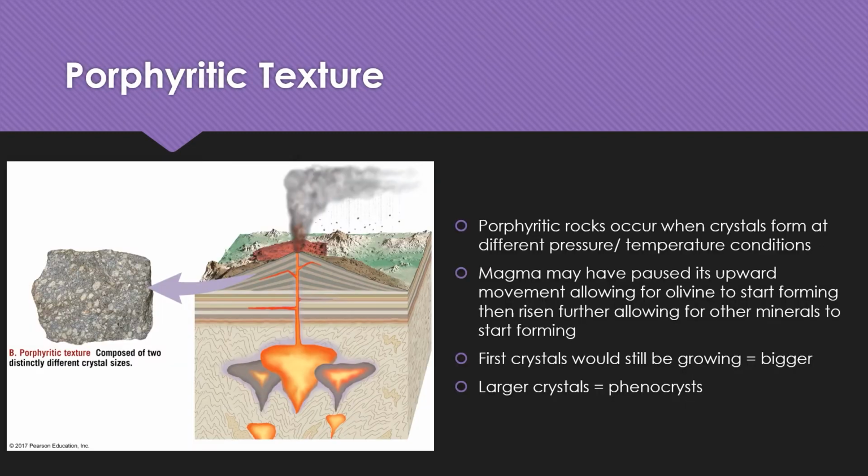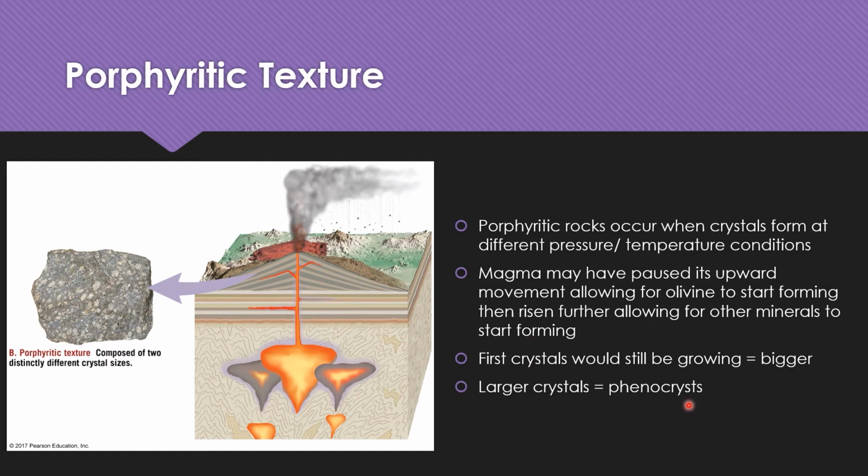Porphyritic texture means that there are two different crystal sizes, meaning crystals formed at different pressure and temperature conditions. Magma may have paused in its movement upward. Let's say it paused about here. Right now you're going to have one type of mineral forming. Maybe olivine will start forming, and then it's going to rise further and maybe stop here, right? And in here, you're going to have other minerals starting to form. But what started down here is going to be bigger because it will still be growing. And what's up here will be smaller. These larger crystals are called phenocrysts, but it's because there's two different sized crystals that it is porphyritic, okay?